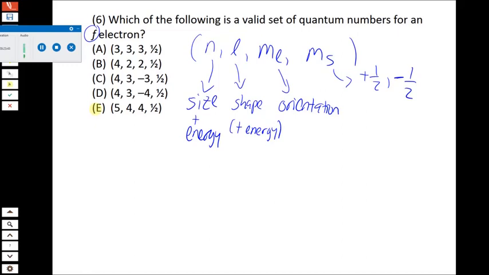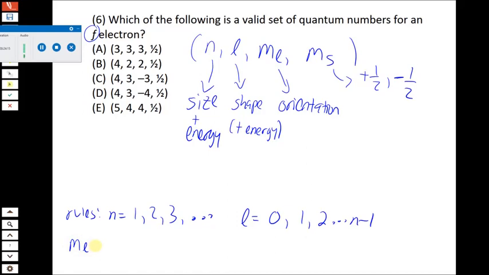And the rules that we have, to summarize the rules for quantum numbers: n is going to be a positive integer, 1, 2, 3, and so on. Those are the possible values of n that we have. L is equal to, the first one is 0, and then it also has integer values up to n minus 1. So depending on what the value of n is, that's going to dictate which values of L you can have paired with that.